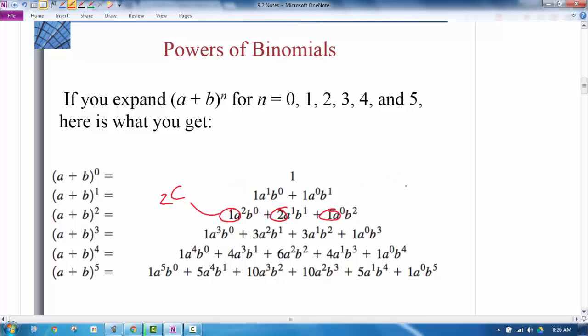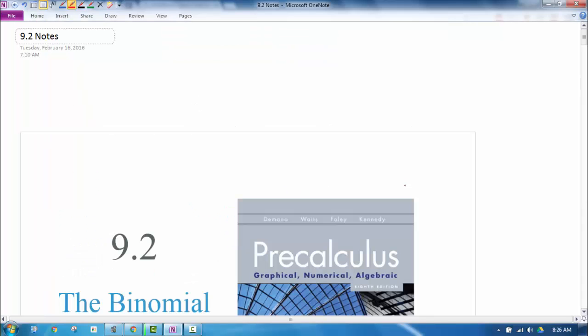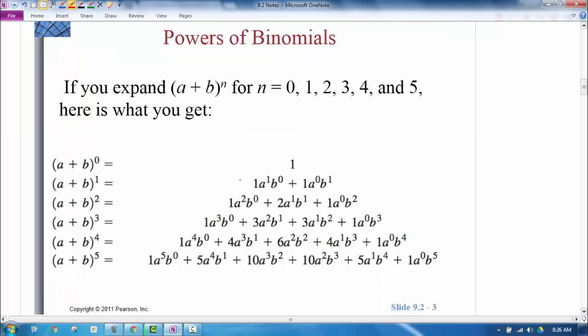And then the pattern you follow is you start off with the highest power here, and then you lower it by 1 and raise the other power. So now this power went from 0 to 1, and the first power here is going down, and the second power that I've circled here is going up. Okay, you just follow that pattern.